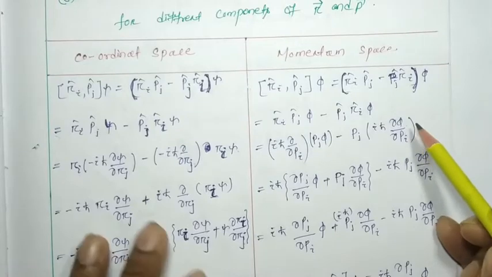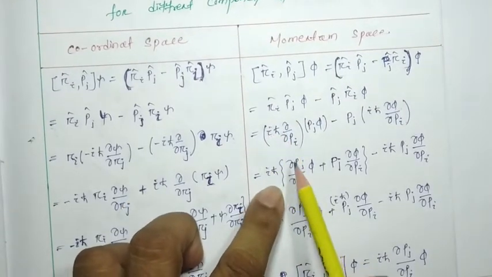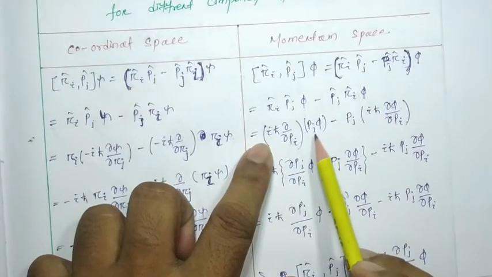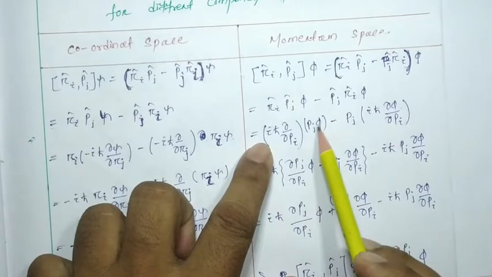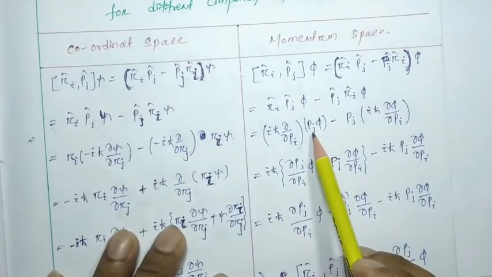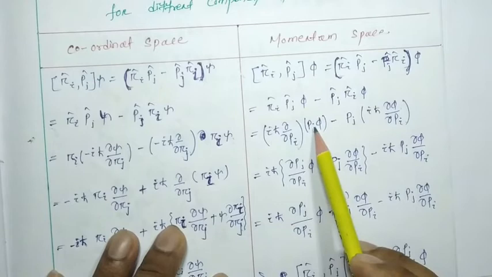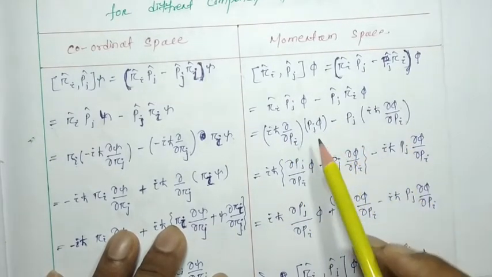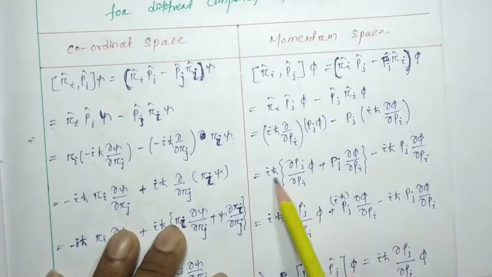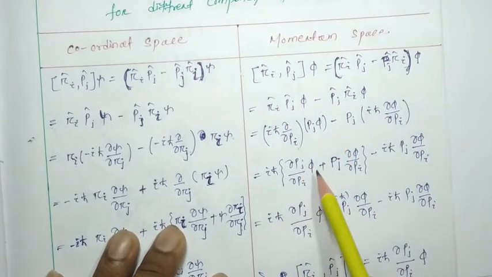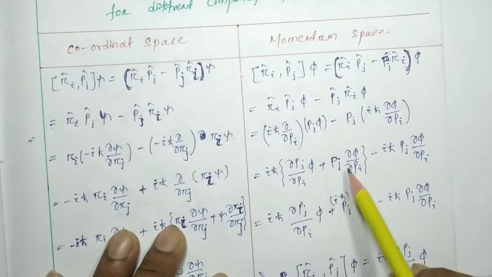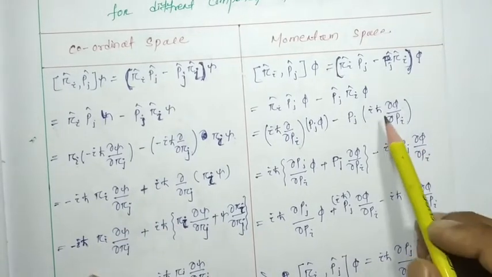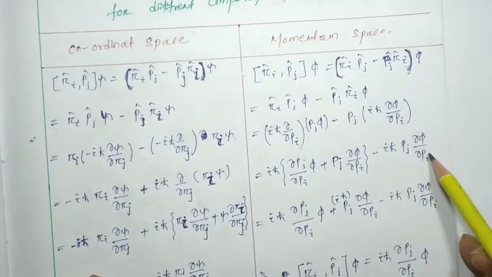Okay, so here you can see that iℏ ∂/∂P_i is operated on two momentum functions. P_j is a momentum and φ is also a function of momentum. So with the derivative of functions of momentum, we are going to consider the product rule over here. That will be iℏ ∂P_j/∂P_i φ plus ∂P_j will be here and ∂φ/∂P_i, minus iℏ P_j ∂φ/∂P_i.